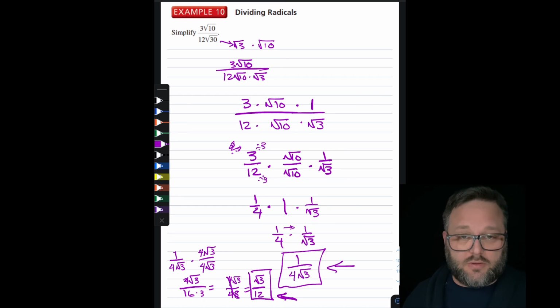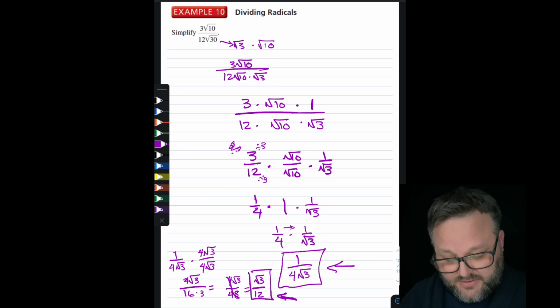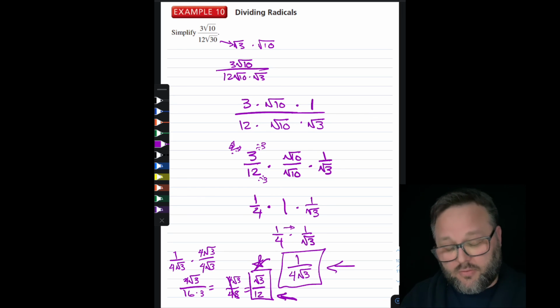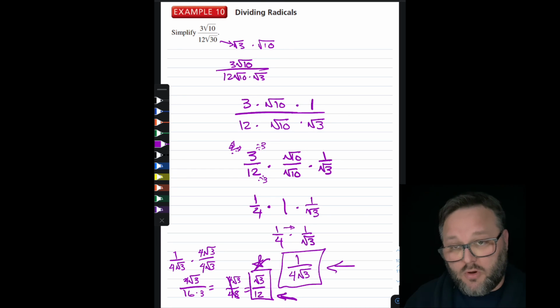At this point, you decide which one you want to practice. Best practice is to get it to radical 3 over 12, but I would accept for most credit, most meaning you'd still get 9 out of 10 points for it, I would still accept 1 over 4 radical 3.